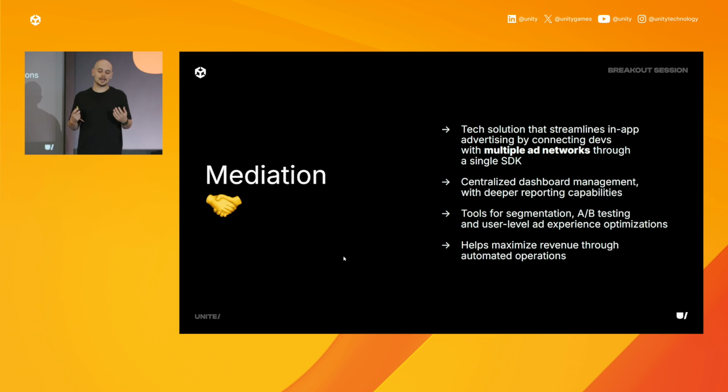And you may ask, can I use more than one ad network? Yeah. More competition means better results and thus higher revenue. An ad mediation platform helps manage multiple ad networks in one place. Unity's own mediation platform, LevelPlay, streamlines in-app advertising, connecting devs to multiple ad networks through a single SDK. It also enhances user experience by controlling ad frequency, quality, and pacing to avoid player churn. And then finally, mediation also offers a centralized, simple-to-use dashboard with deeper insights and automations to maximize revenue and save time.